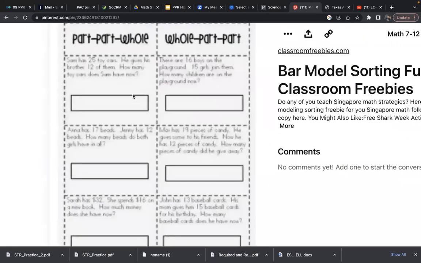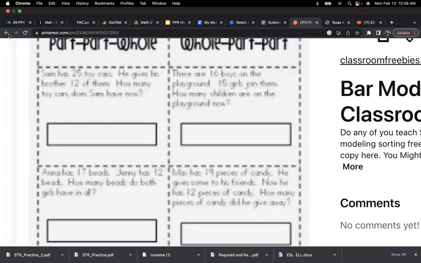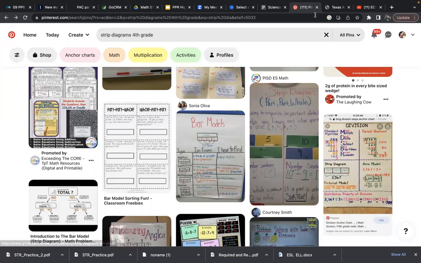Here are example ones you do with your students. Sam has 25 toys. He gives his brother 12 of them. How many toys does Sam have now? They could write the box up top and write 25 and then put a 12 here. So 25 minus 12, and then write the answer. Whatever they get would be their answer, but the students need to know how to do that themselves.